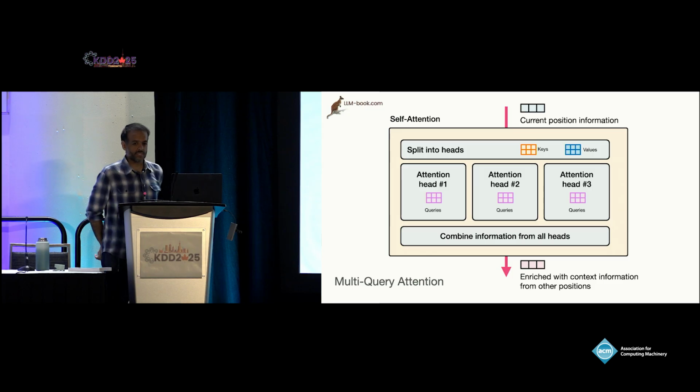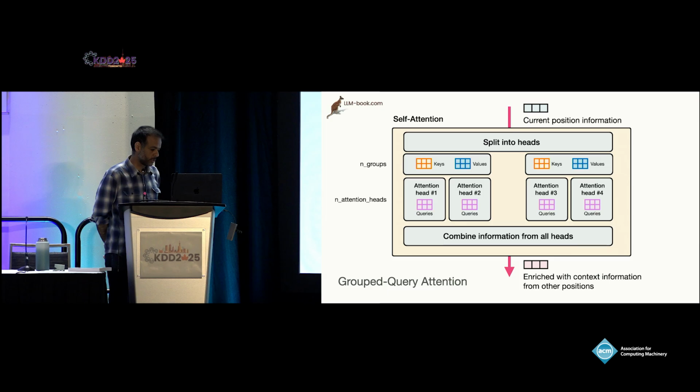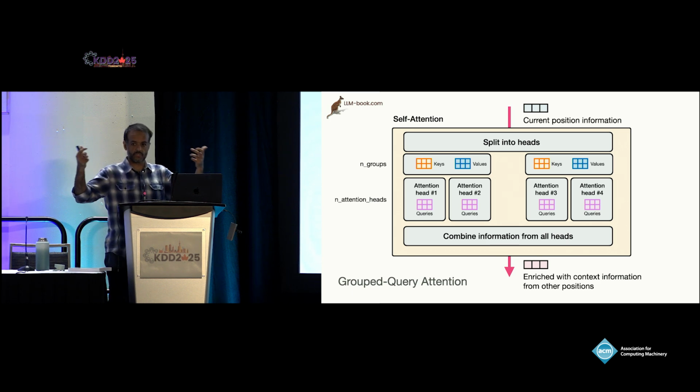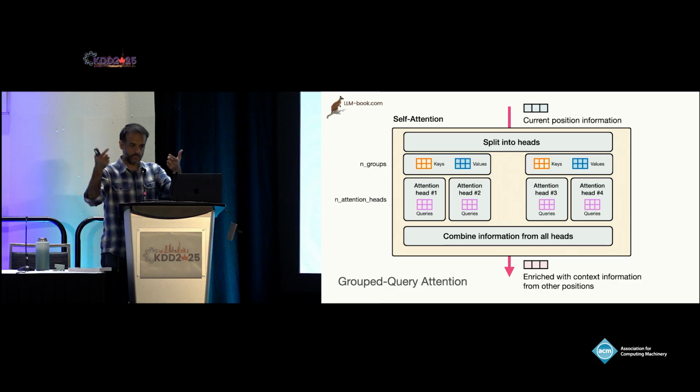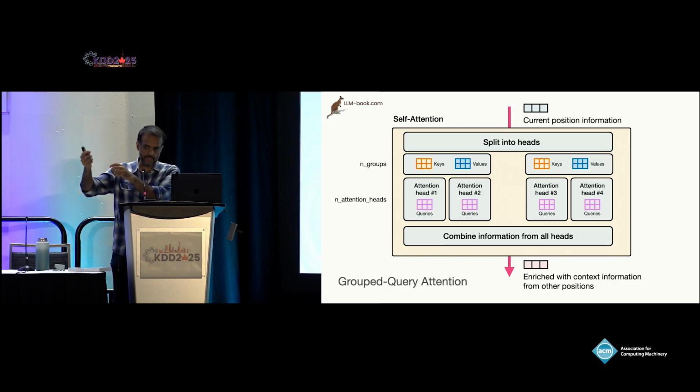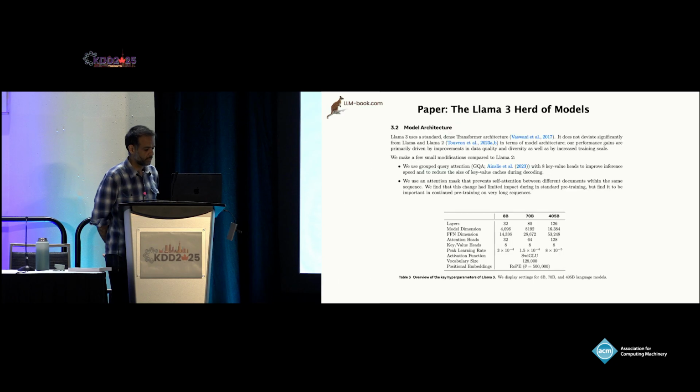Then it turned out as you scale models like this, the performance goes down. And so this is what a lot of the current models actually do now. This is grouped query attention, where you have groups. So you have maybe 4 attention heads. You can split them down into 2 groups, and each group shares the key matrix and the value matrix, and then the attention heads split.